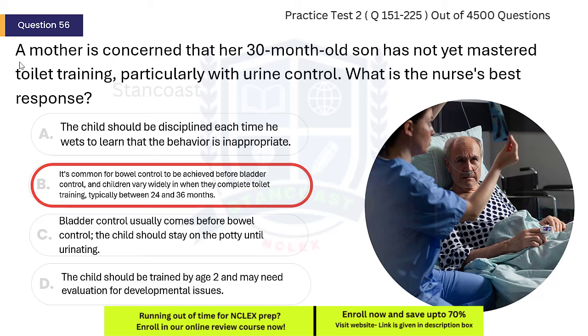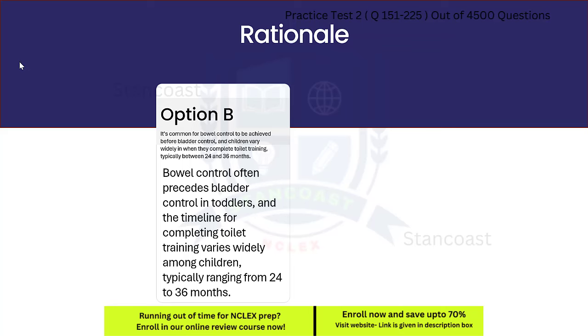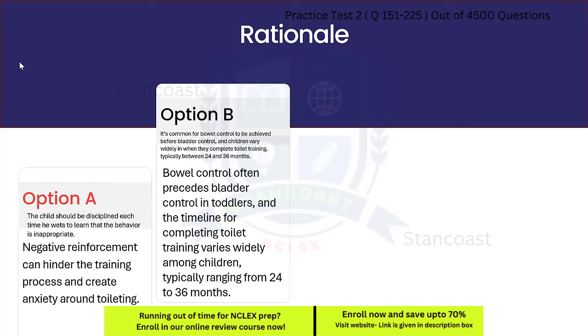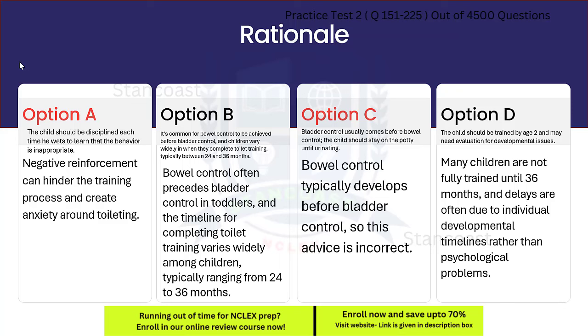It's common for bowel control to be achieved before bladder control, and children vary widely in when they complete toilet training, typically between 24 and 36 months. Bowel control often precedes bladder control in toddlers, and the timeline for completing toilet training varies widely among children. Negative reinforcement can hinder the training process.